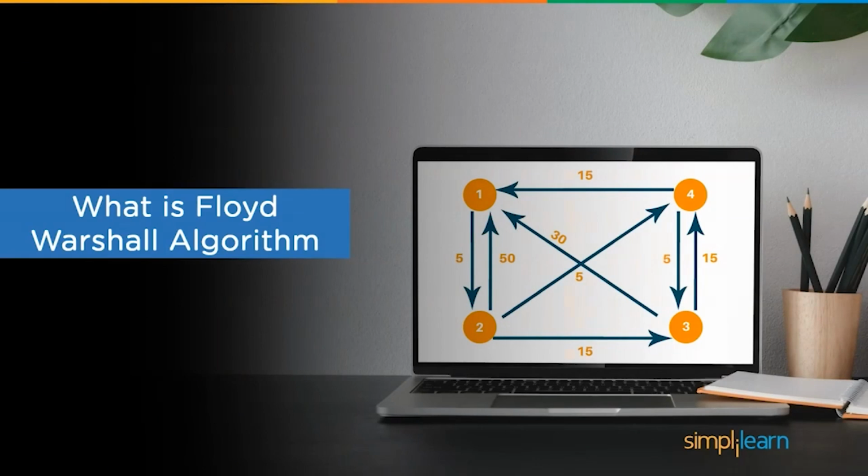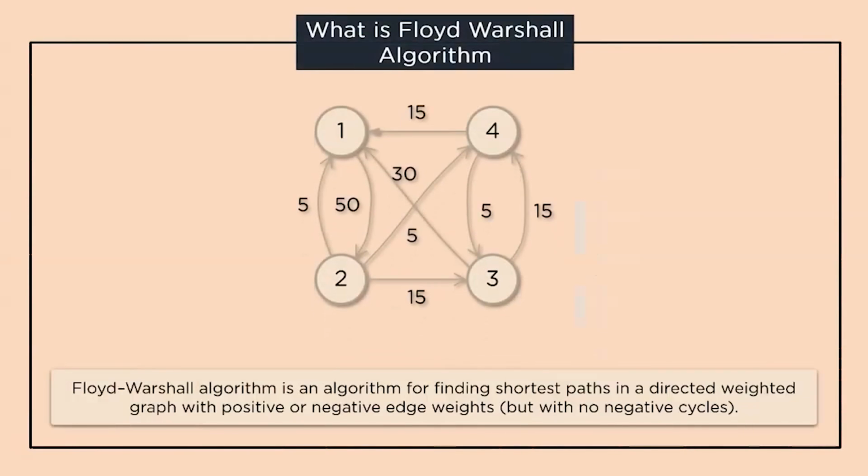Let's get started with the topic, what is the Floyd-Warshall algorithm? The Floyd-Warshall algorithm is for solving the all-pairs shortest path problem. The problem is to find the shortest distance between every pair of vertices in the given edge-weighted directed graph.